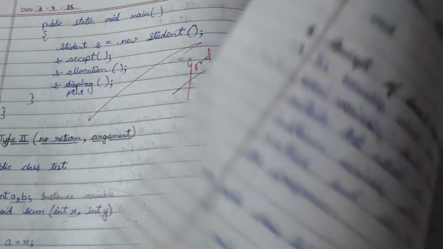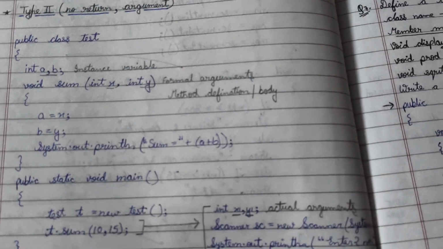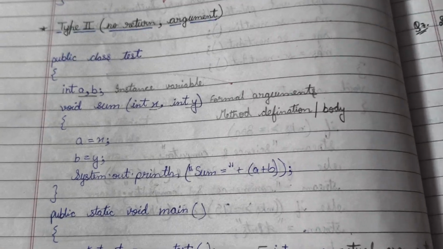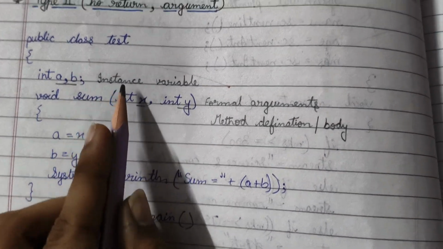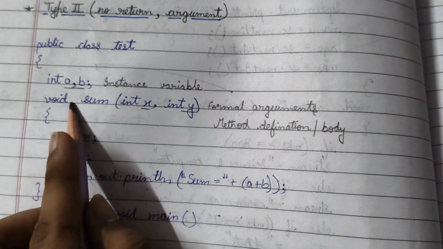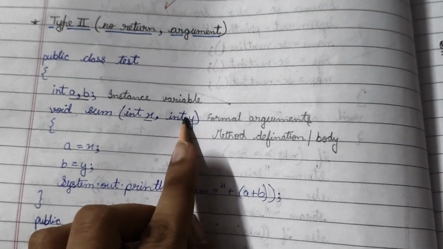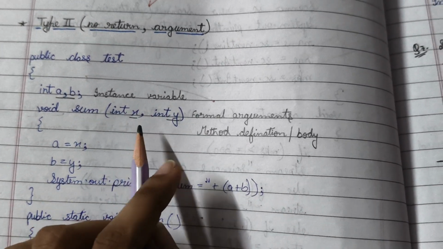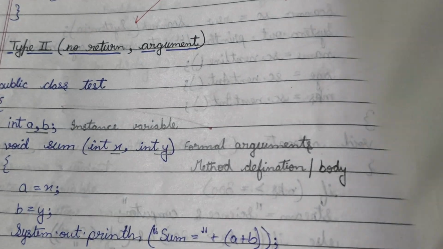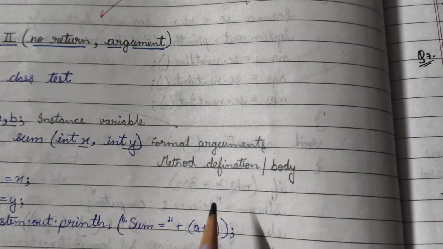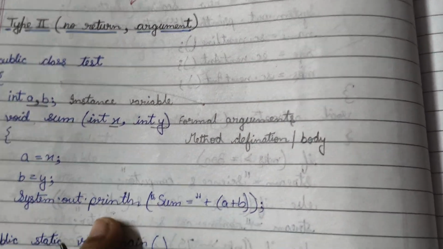Now there is one more important thing, that is type 2, no return with an argument. In this we are doing like this. First of all we have declared the instance variables, then the class, then the method, and then we are taking 2 parameters. These are formal parameters, or formal arguments. These are the ones which are declared in the method definition or method body, okay.